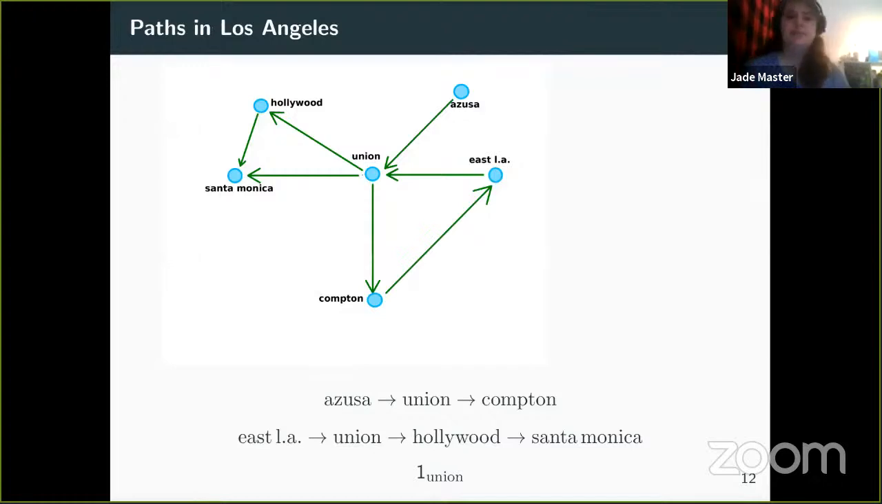So here's some examples of morphisms in the reflexive transitive closure of this graph I've shown. A morphism could be traveling from Azusa to Union to Compton, or East LA to Union to Hollywood to Santa Monica, or you can just stay at Union and do nothing. Those are all examples of valid morphisms in the free category on this graph.